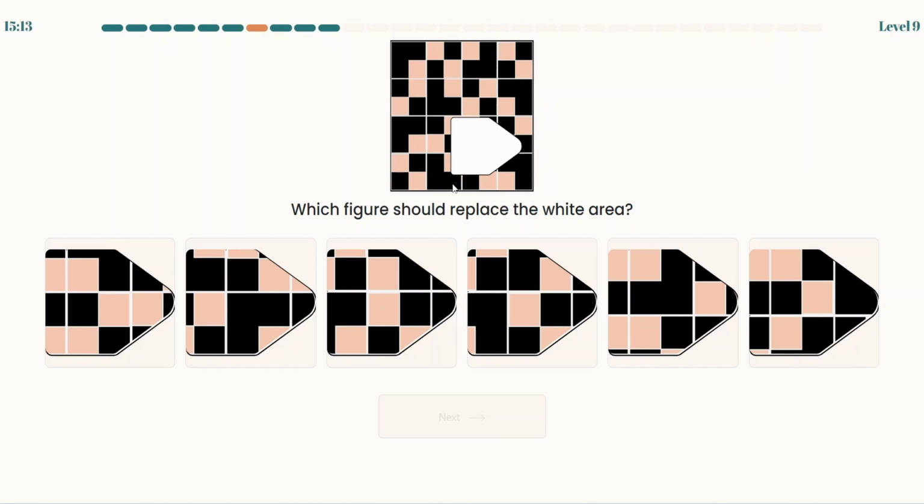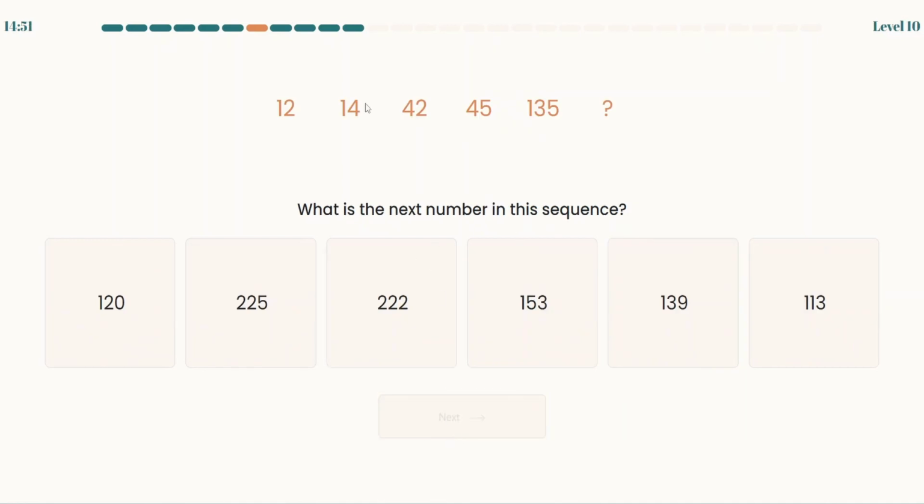Okay, so I see in the bottom left corner, there's this black down, white down, black, and pink right above. So black, pink. This is the only one that does black, pink. So I know that this is correct for a fact.